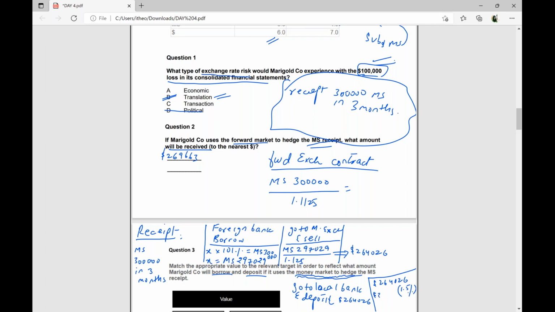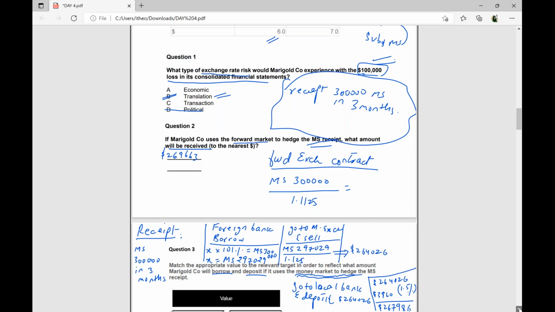3,960, you will get as interest. So the final amount which you are going to get is 267,986. This is how many dollars you will get from money market hedging.